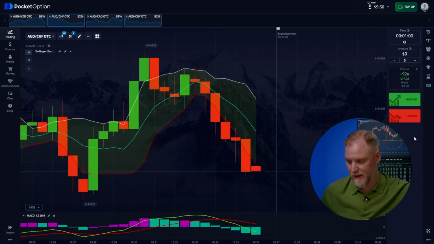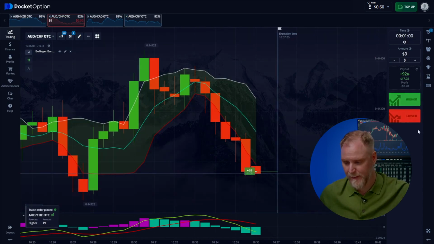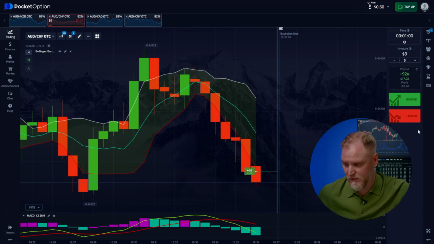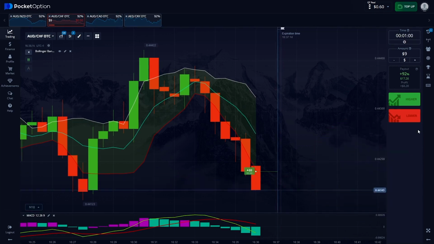Adjusting the amount to 9, I'm going long here. So, press the button, and here's why. After a substantial downward trend, the chart has touched the previous support level. It's likely that buyers will strive to hold this level again.